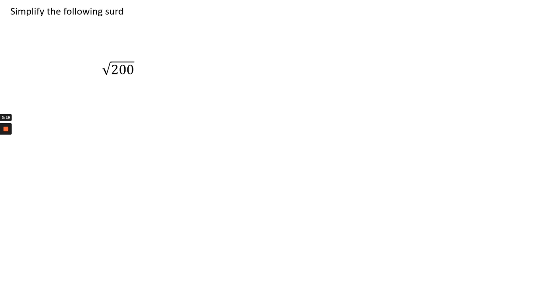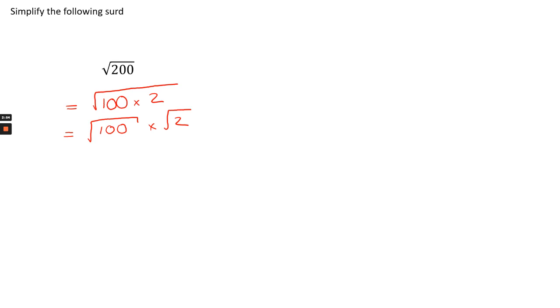Okay, so I've got the square root of 200. Now I can rewrite this, and you'll see why I rewrite it like this in a second, but I can rewrite this as the square root of 100 multiplied by 2. Okay? I've not changed the value. All I've done is rewrite 200 as 100 times by 2. We know that's the same thing. I can then rewrite this as the square root of 100 multiplied by the square root of 2. I've broken it into two different square roots.